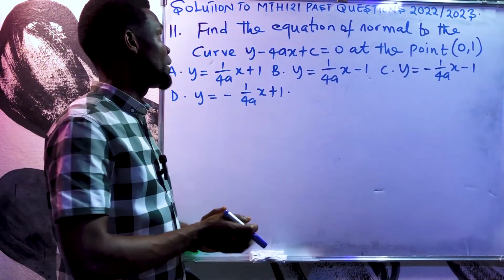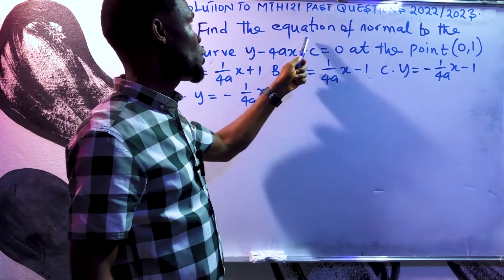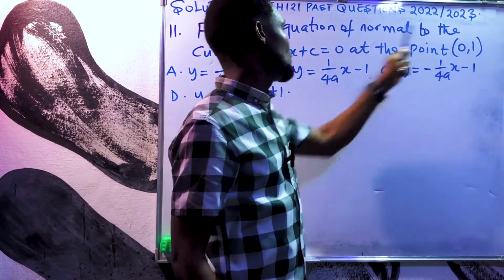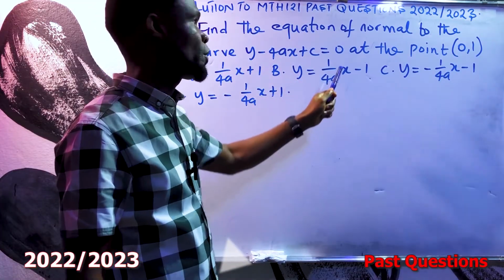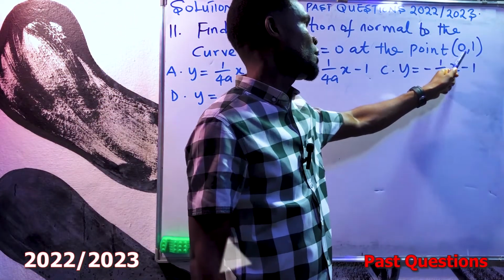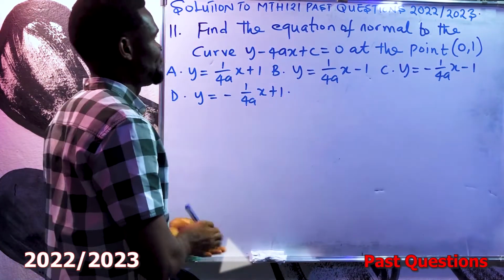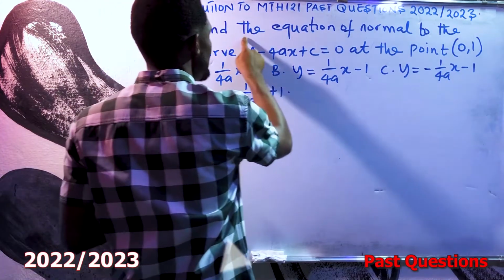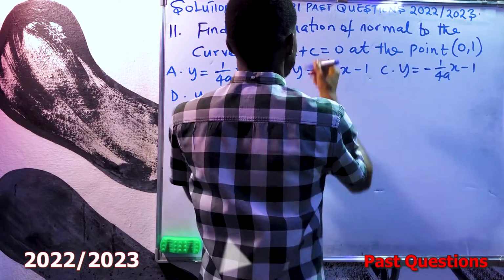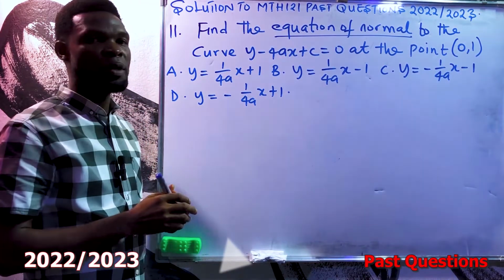Okay, this is number 11. The question says, find the equation of normal to the curve y minus 4ax plus c equals 0 at the point (0, 1). So these are the coordinates. Now remember, the question says we should find the equation of normal. So that is very, very important.